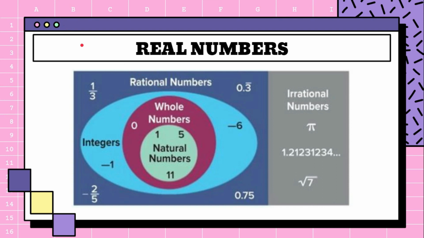Okay, so let's summarize what we saw on the previous slides. Natural numbers are a subset of whole numbers. Whole numbers and natural numbers are subsets of integers, and rational numbers and irrational numbers are subsets of the real numbers. So like I said previously, this is a very big family.